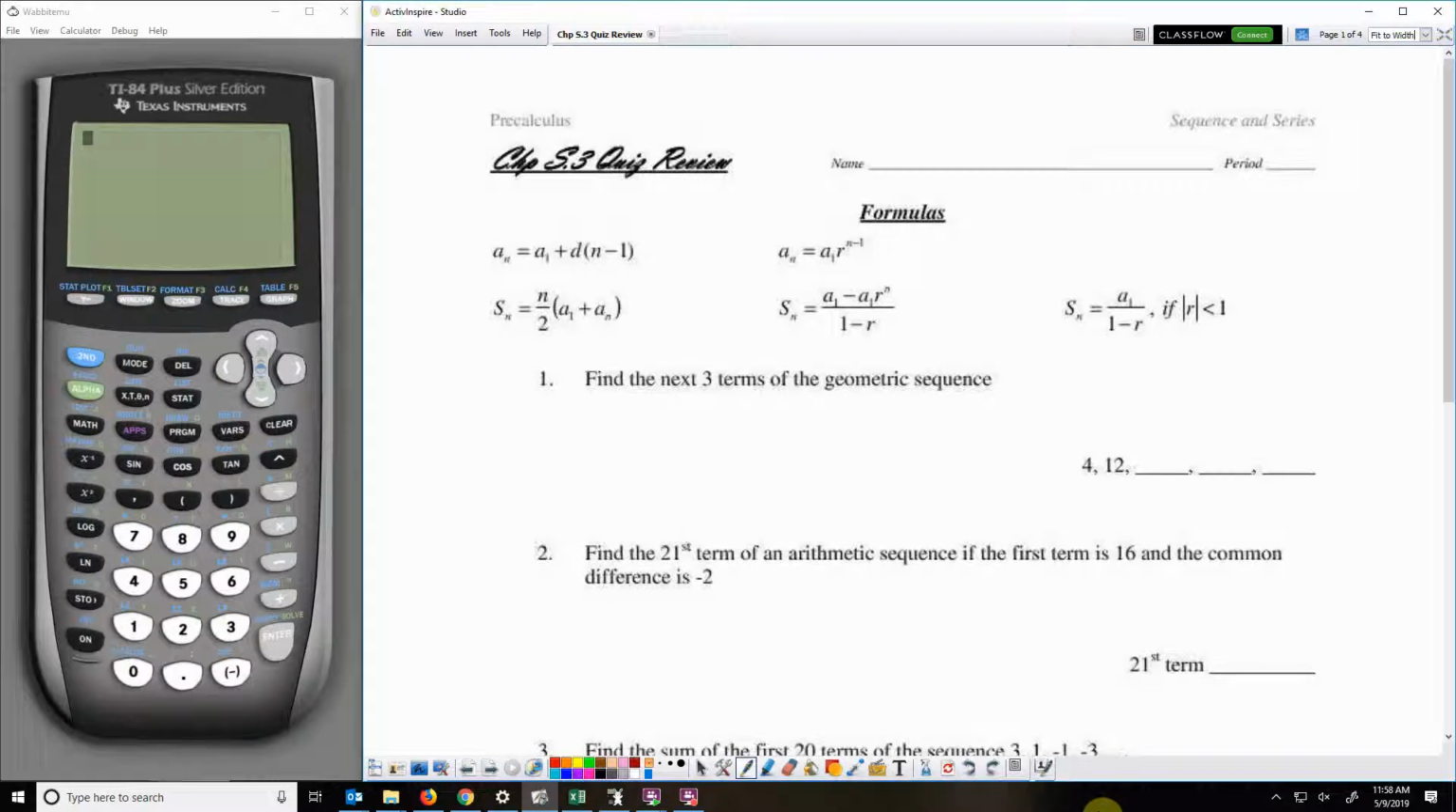To review everything we've learned so far about sequences and series. So number one, find the next three terms of the geometric sequence. Since it says geometric, I know there is a common ratio. And I can find that by dividing term 2 divided by term 1, and that is 3. So I know that all I need to do is multiply each term by 3. So 12 times 3, times 3, times 3. And there are my next three terms: 36, 108, and 324.